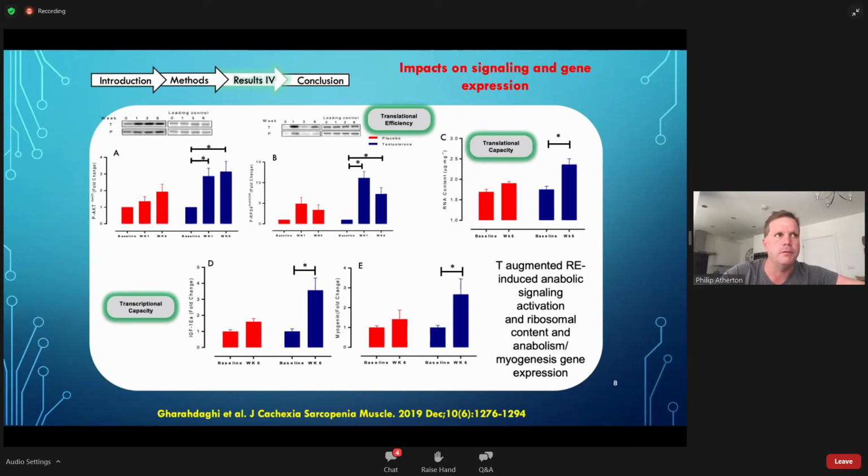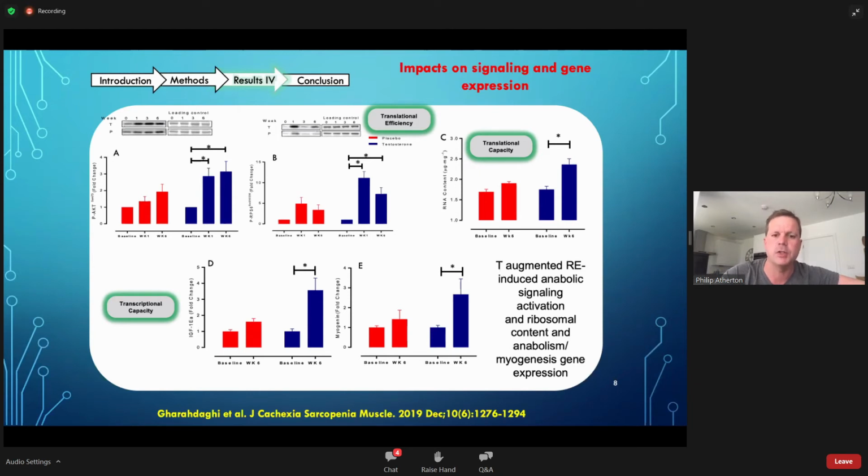When we looked at what we call translational capacity, which is the amount of ribosomes, of course, 80+% of our total RNA is ribosomal. So we tend to assume that total RNA concentrations tell us something about ribosomal capacity. You can see that this was only significantly increased in the testosterone therapy group.